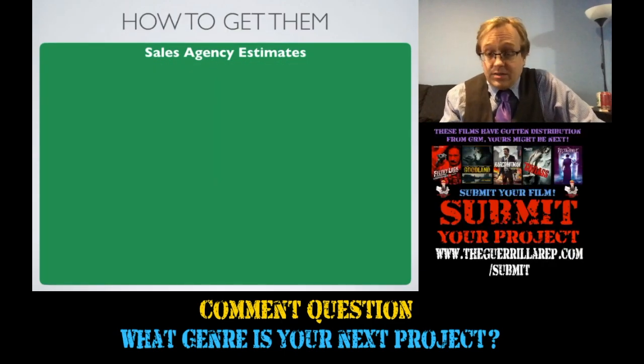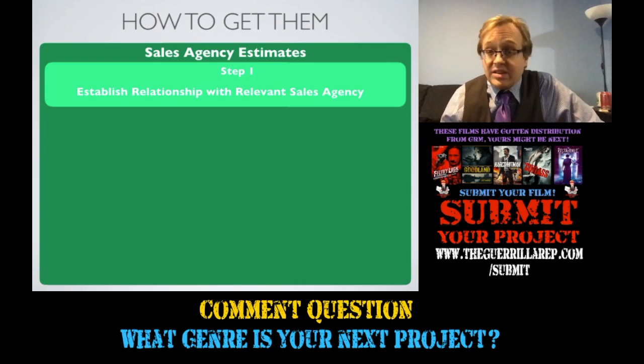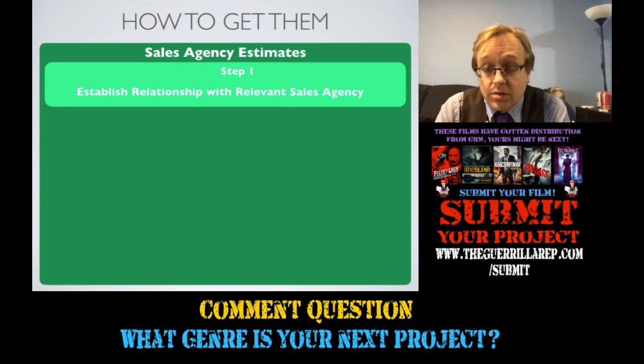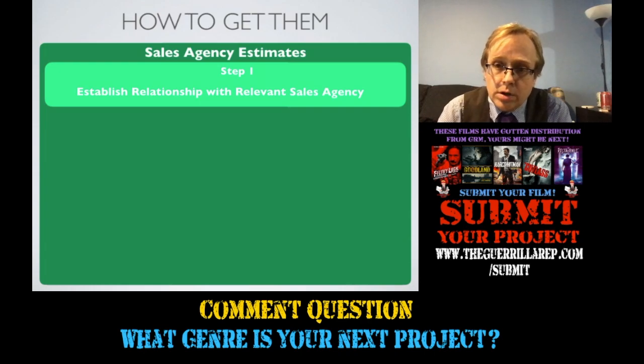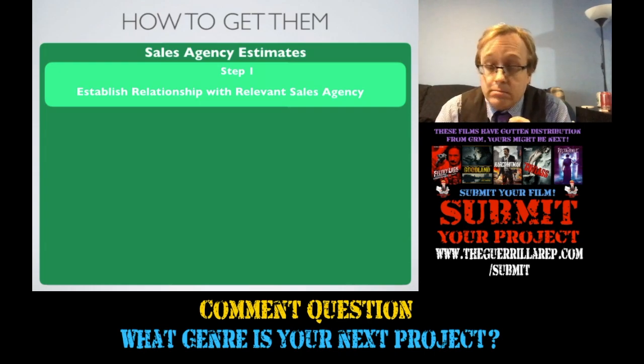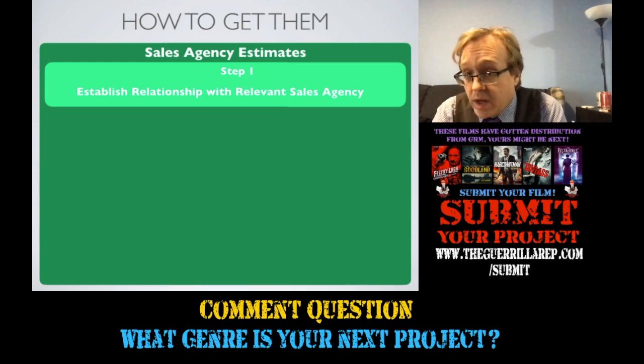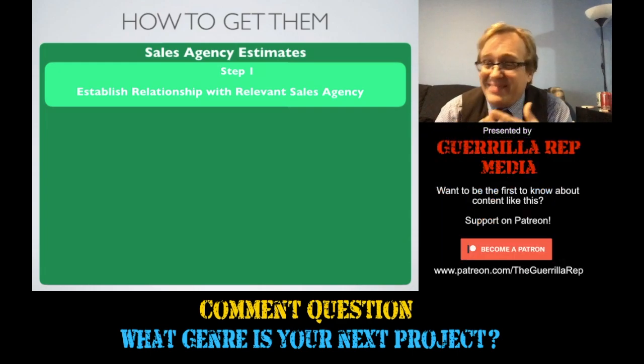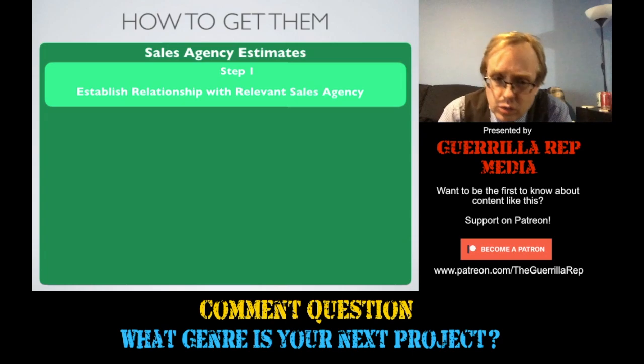To get a sales agency estimate, you need to establish a relationship with a relevant sales agent. Now, what do I mean by relevant? Some sales agents only work on horror films. Some only work on thrillers. Most have a preferred budget range. And if you try to approach somebody who primarily sells $250,000 films with a $20 million epic, it's not going to pan out so well for you.